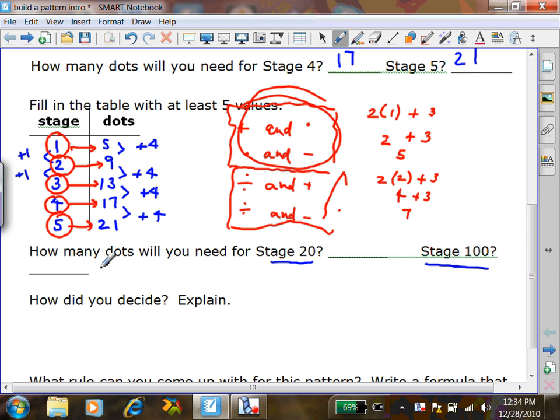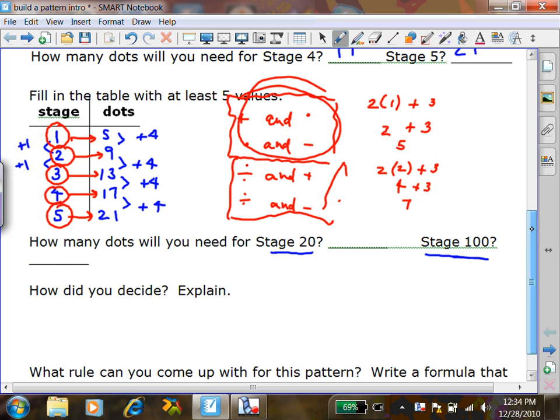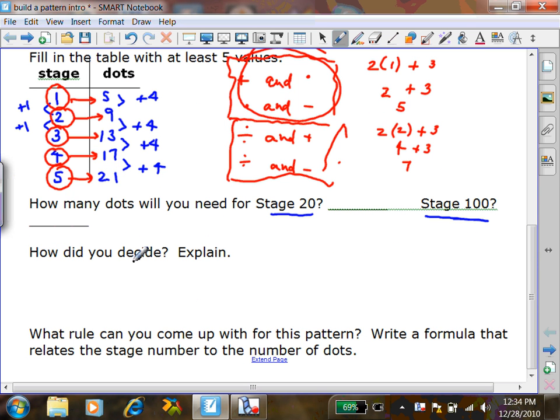So once you get that figured out, you can just write down here in words how you came up with the answers to these two. How did you get that? And then down here, this is the money question, the last one. What rule can you come up with for this pattern? Which means write a formula that relates the stage number to the number of dots.